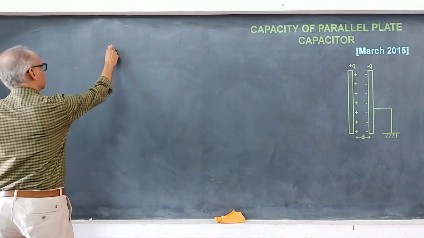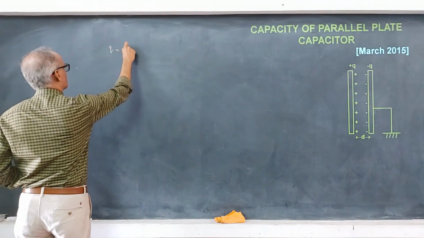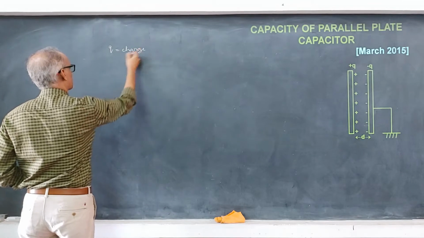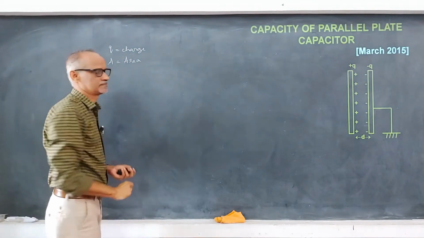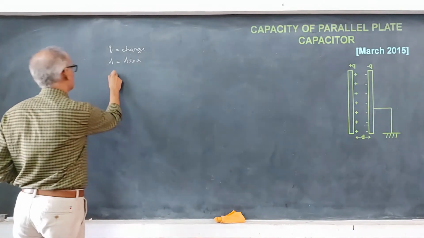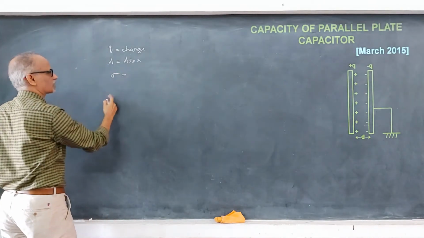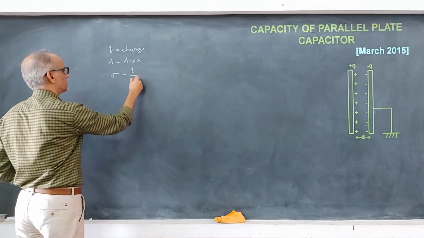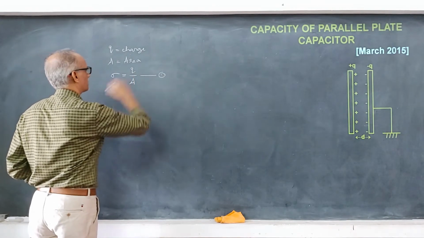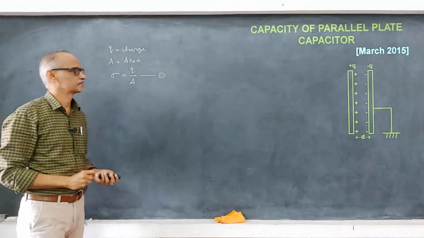So, what are the variables? First, Q is the charge on each plate. Capital A is the area of the plate, so that we can find the surface density of the charge on each plate. It is the charge per unit area, sigma equals Q by A. So, that is one of the equations.